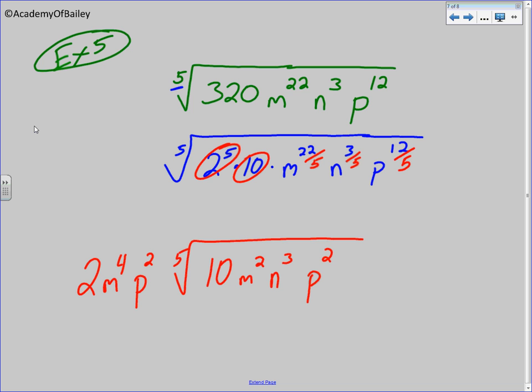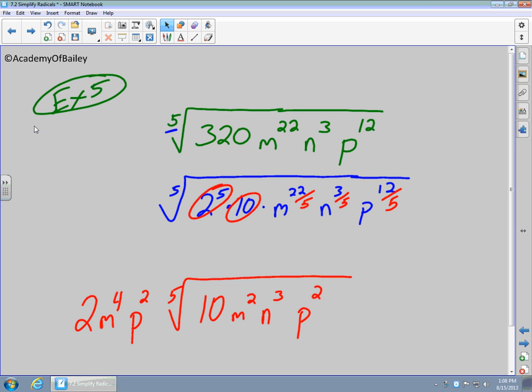So that's what we're working with. That would be simplifying radicals when the index is greater than or equal to 2.